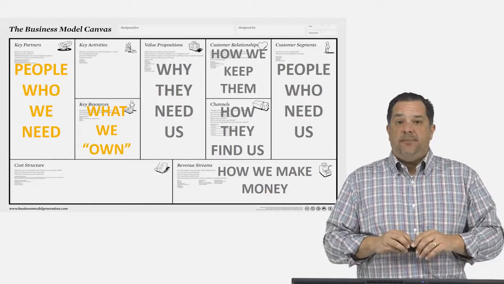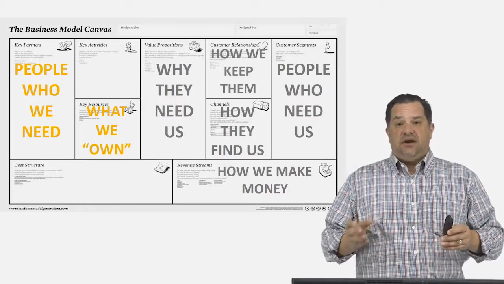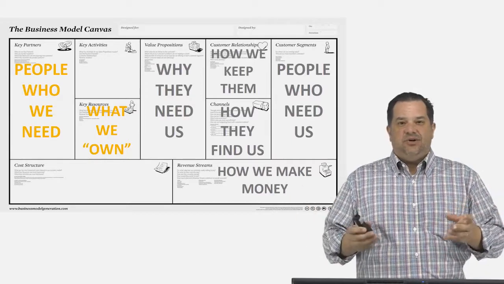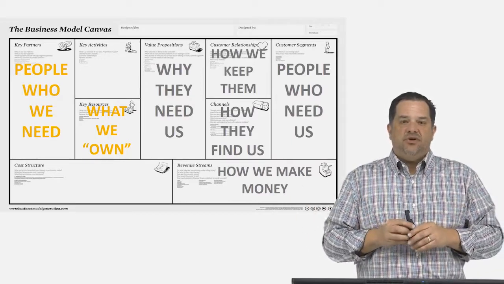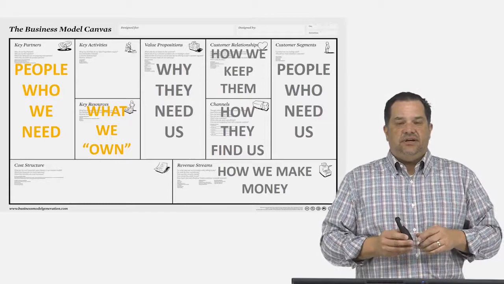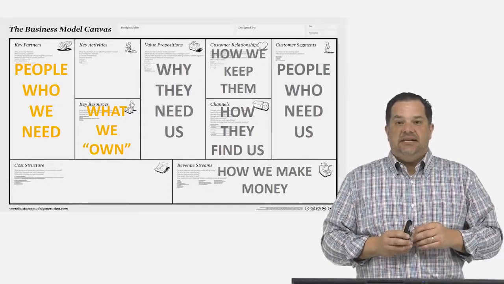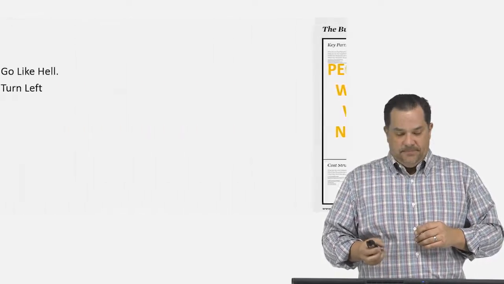Next time we're going to wrap up with key activities and cost structures, and we'll have all of that put together in the full business model canvas, which I think you'll find, once you've been taught, is a pretty easy and neat tool to use.